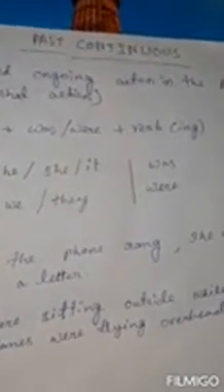You can see here, so how do we get to know where we use was or were? It's very simple. With I, he, she, it, we have to use was, and with you, we, they, we have to use were. Okay, so there are two examples I have written here. When the phone rang, she was writing a letter, and the next example is we were sitting outside while the planes were flying overhead. Okay, so this is all about past continuous.